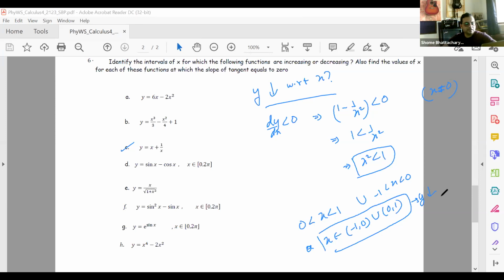So we cannot write that interval as minus 1 to 1, because it's excluding the point 0. Why? Because this function itself cannot take the value of x equal to 0. So in this function, x should not be equal to 0, but can be any other real number, negative or positive. So that becomes an important concept over here.